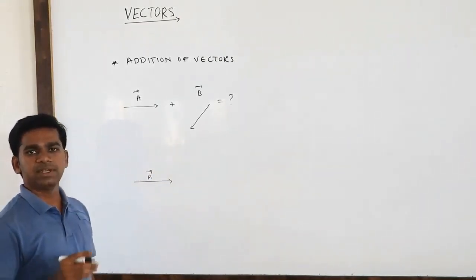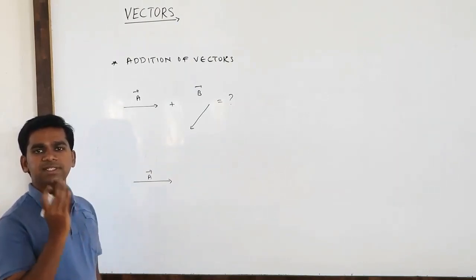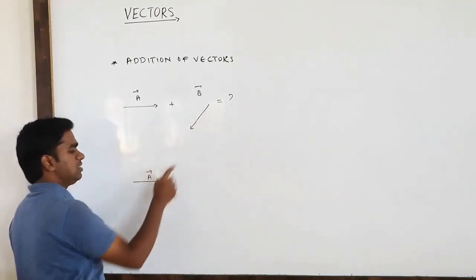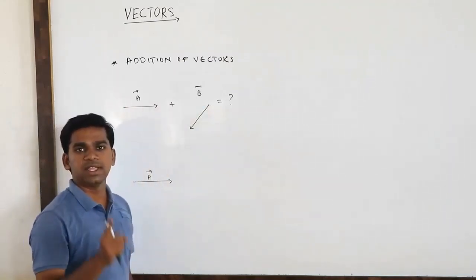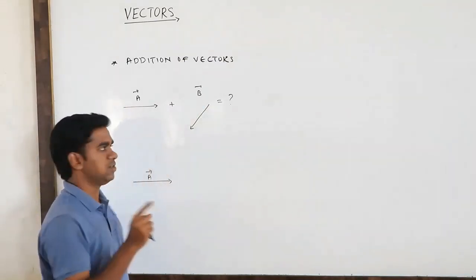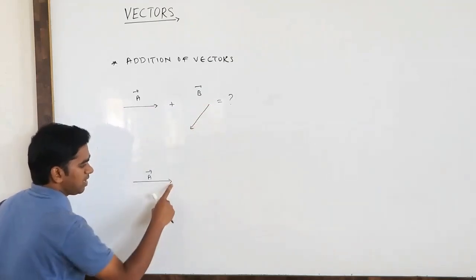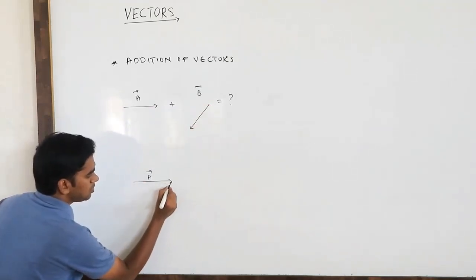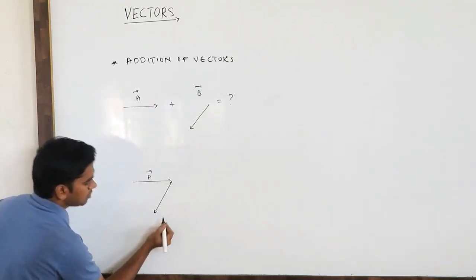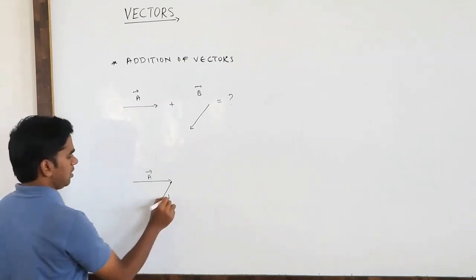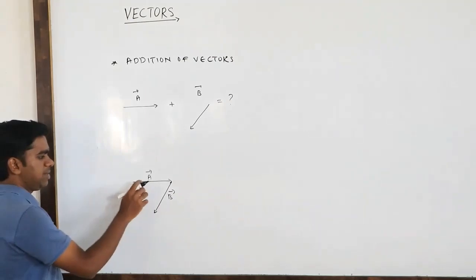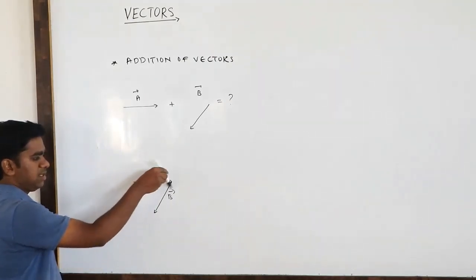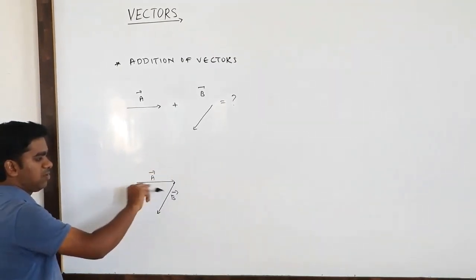The second step is to take the second vector and draw it in such a way that its tail coincides with the head of the first vector. You are not supposed to change any magnitude or direction. So you have to take the same direction over here. This is going to be the second vector, vector B. They are in the same direction, in the clockwise direction.